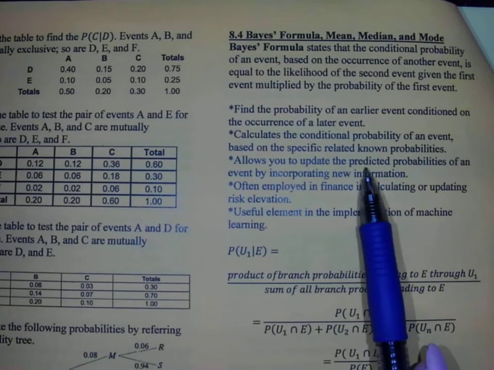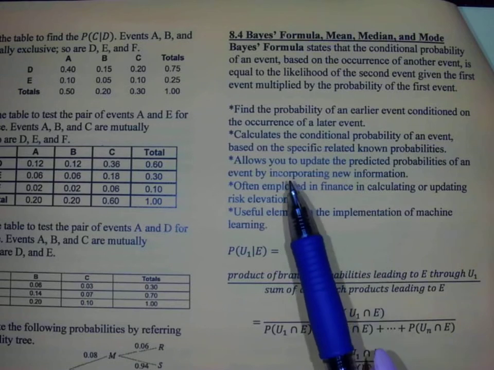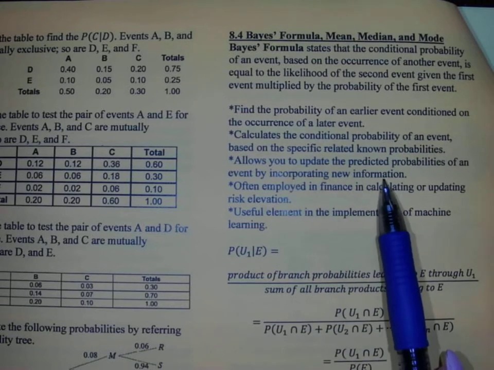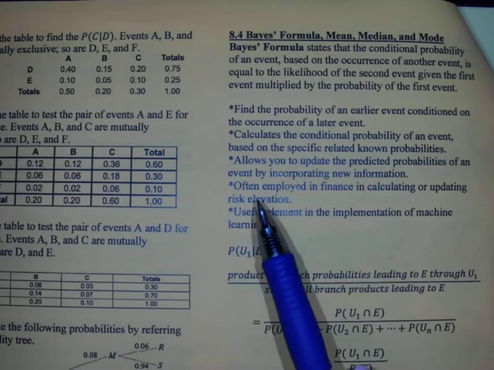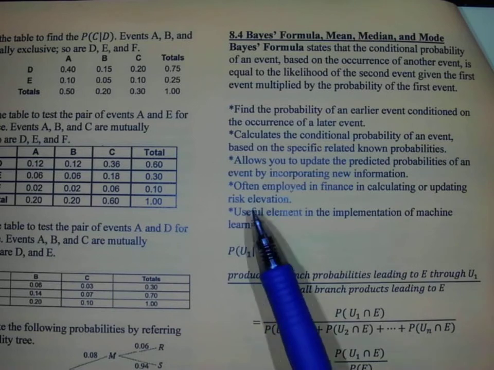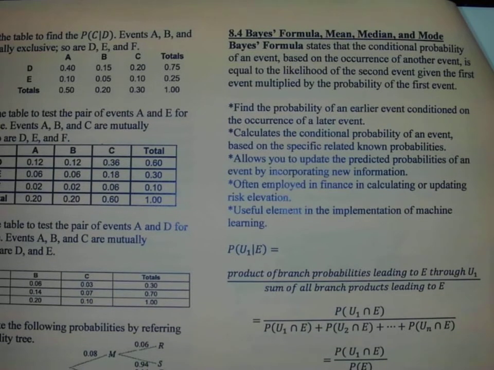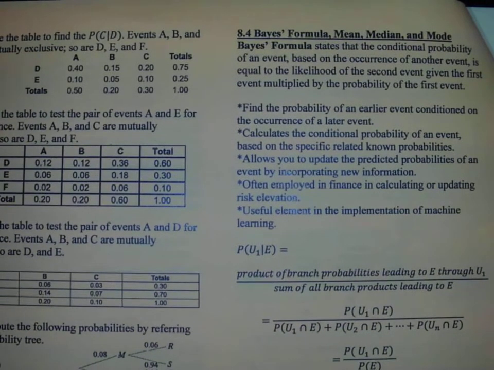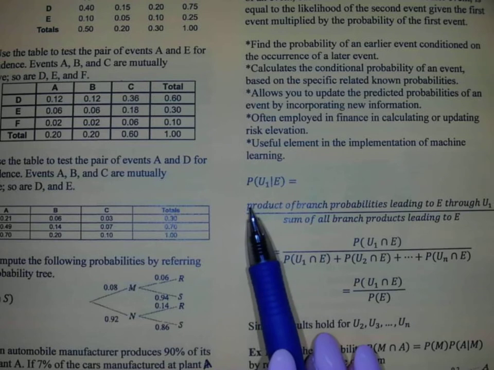It allows you to update the predicted probabilities of an event by incorporating new information, and is often employed in finance in calculating or updating risk evaluation. And it's a useful element in the implementation of machine learning. So this is what the formula looks like.